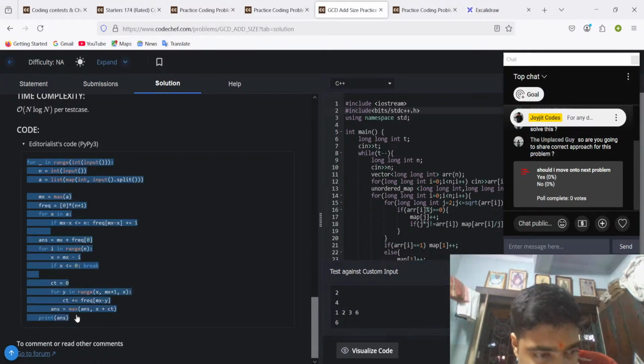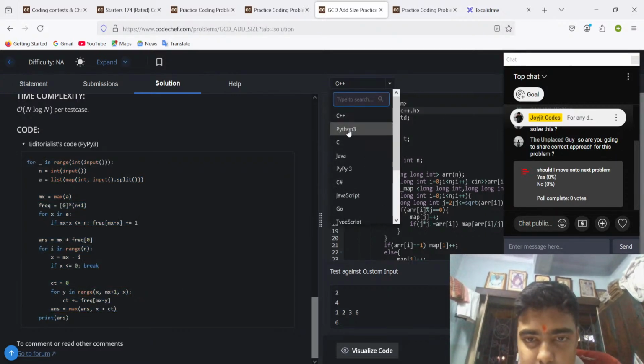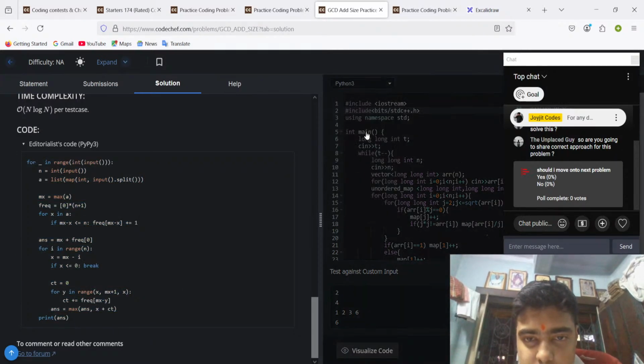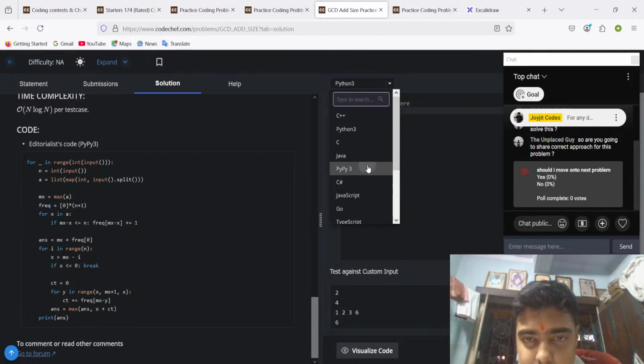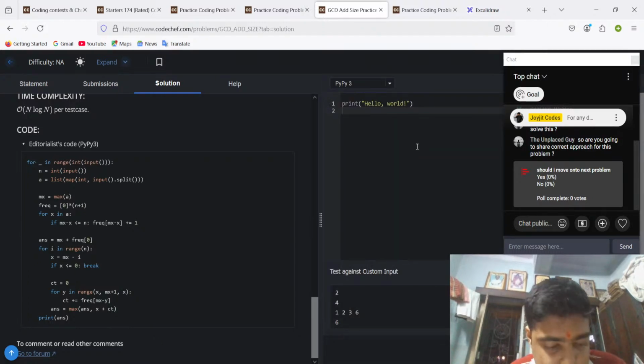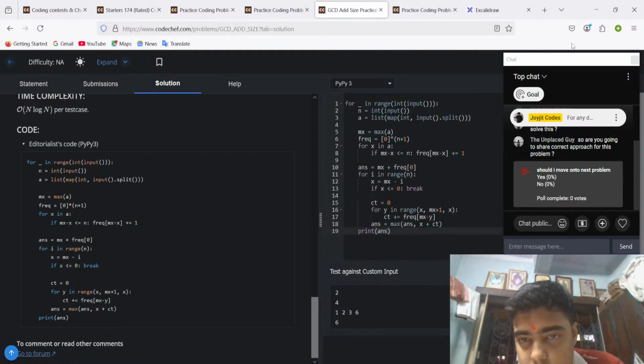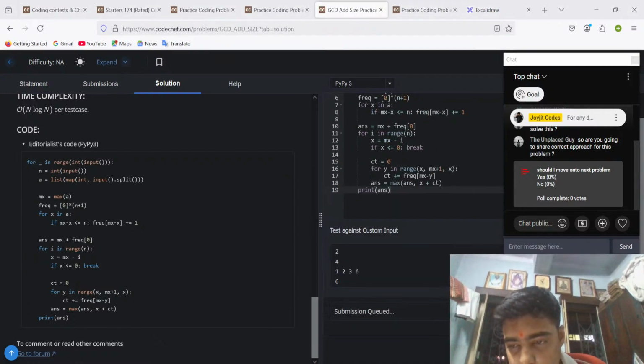If you want the code, obviously you will get it, but I think most important is the solution of how I have done it. Okay, let's move on to the fourth problem.